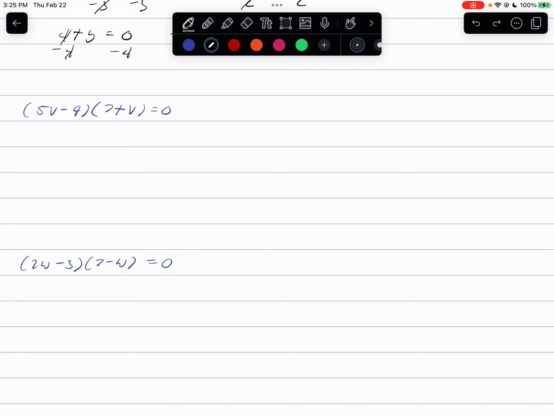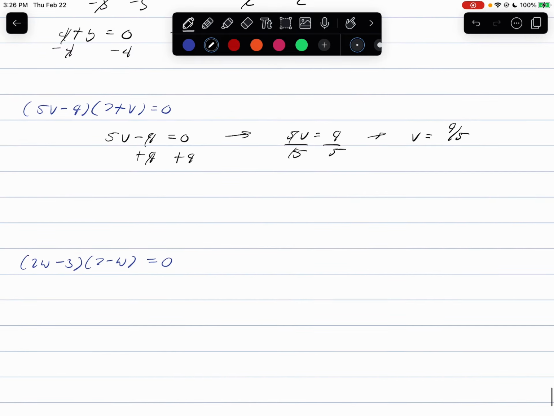Okay, now let's look at this one. Here we have 5v minus 9 times 7 plus v is equal to 0. All right, so we set each of them individually equal to 0. So let's start with the first one. We have 5v minus 9 is equal to 0. Now we can add 9 to both sides, and we're going to get 5v is equal to 9. We can divide both sides by 5, and we get that v is equal to 9 over 5.